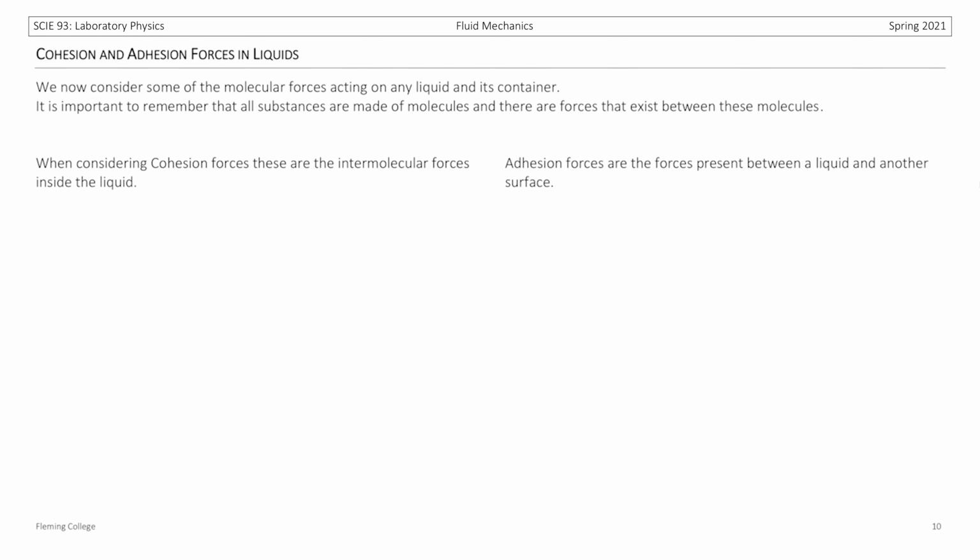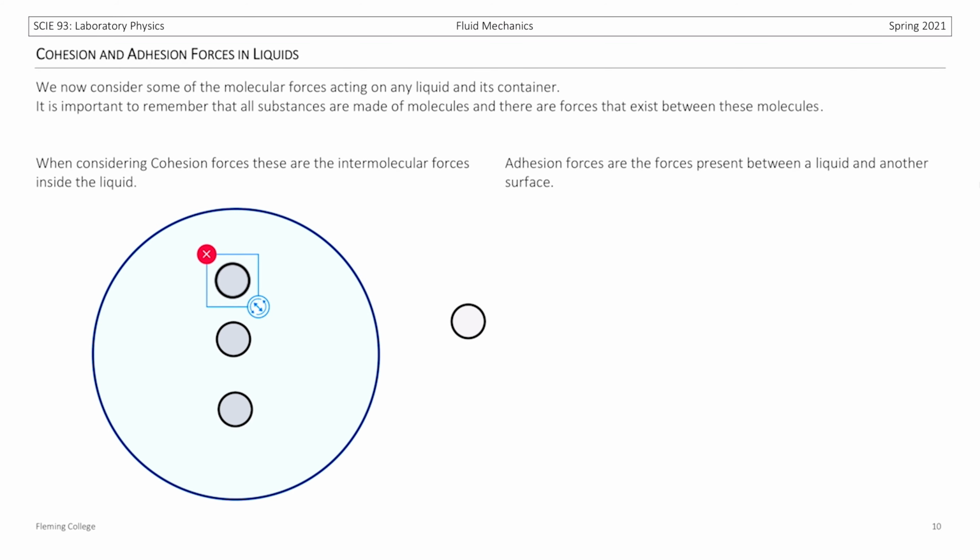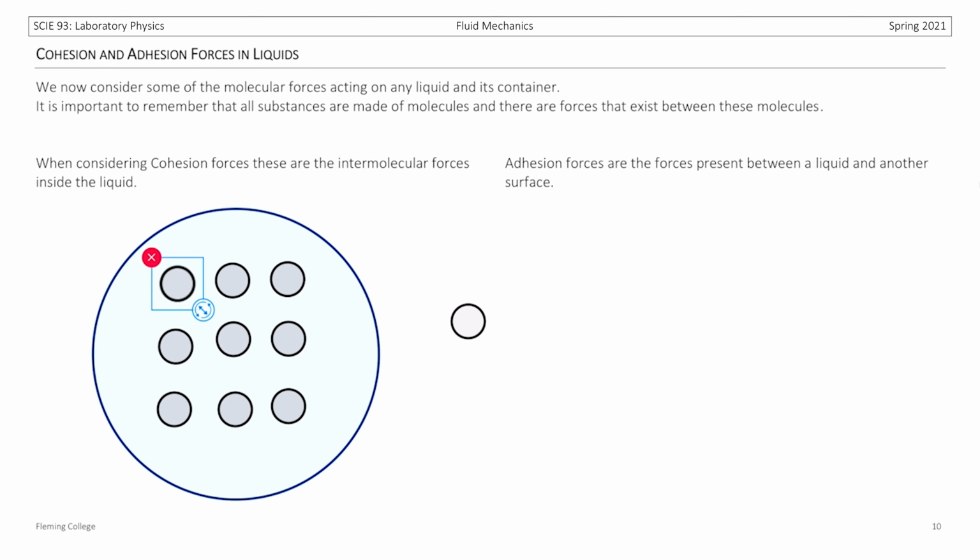When considering cohesion forces, these are the intermolecular forces inside the liquid. So we see that we have some droplet of liquid here, and we have multiple molecules inside of it. And for each molecule, there'll be attractive forces acting on it from all surrounding molecules. You see, we have forces acting on it from all directions. These are trying to pull all the molecules close together.